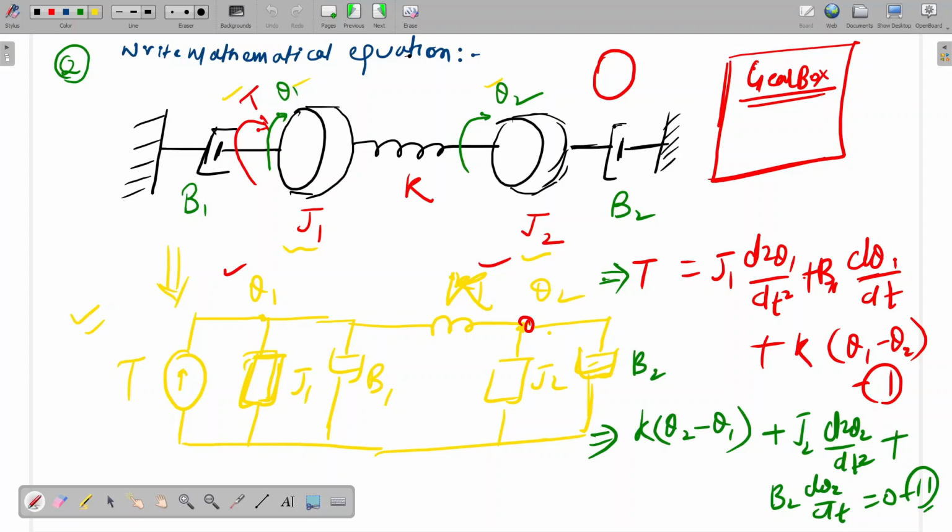See, this equation came from mechanics. If you directly do it in mechanical, then this equation will come from mechanics. But if we are doing analogy, then it will be easier to solve. Is it clear? If we are seeing mechanics, then it will be more difficult to find this equation. But if we know the analogy directly, we can write the KCL equation and we can find the final equation of the system.